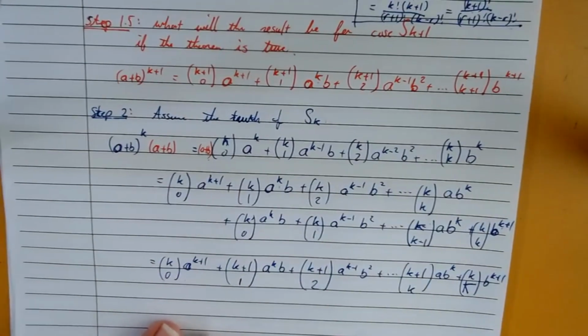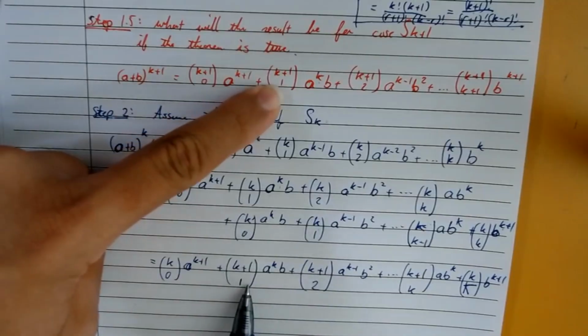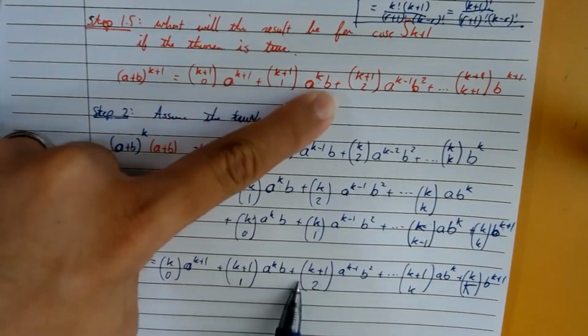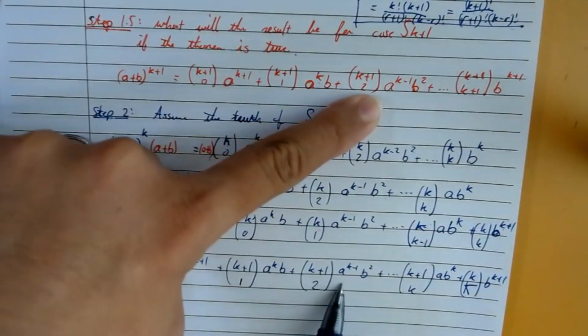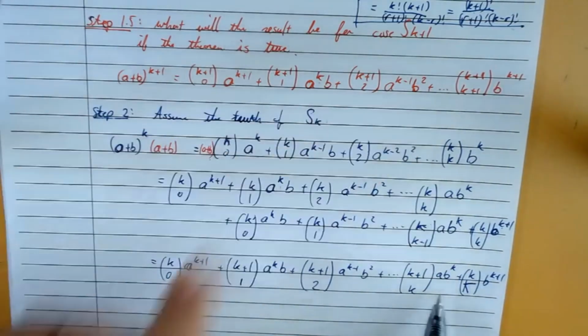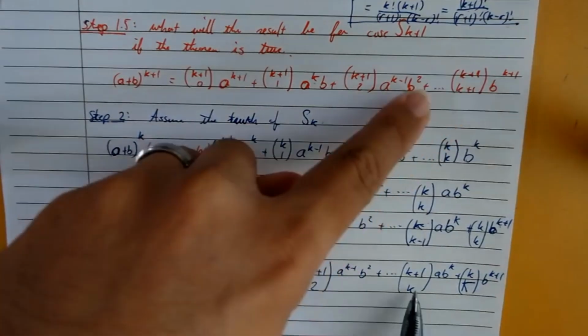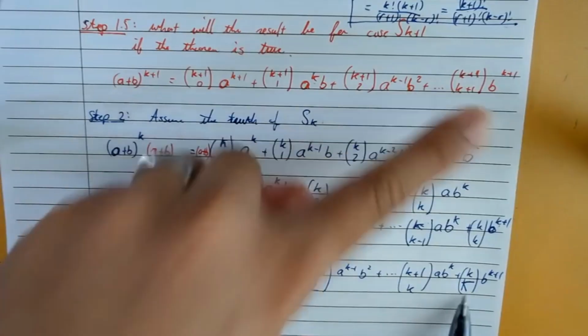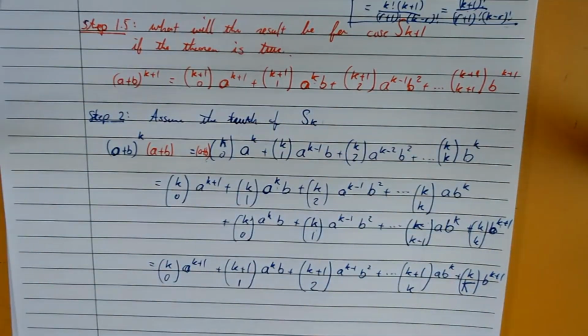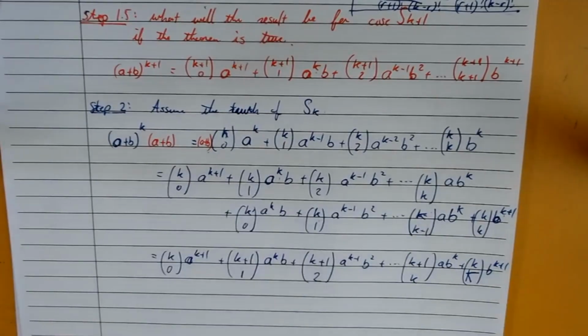Well, notice that's almost exactly what I want. That matches that one: k plus 1 choose 1, a to the k, b, plus k plus 1 choose 2, a to the k minus 1, b squared, plus dot dot dot. The only things that aren't matching are the first one and the last one. Those don't seem to match. Oh, but it doesn't matter. You say, why doesn't it matter? I mean, they're not the same, so that means you didn't get what you wanted.